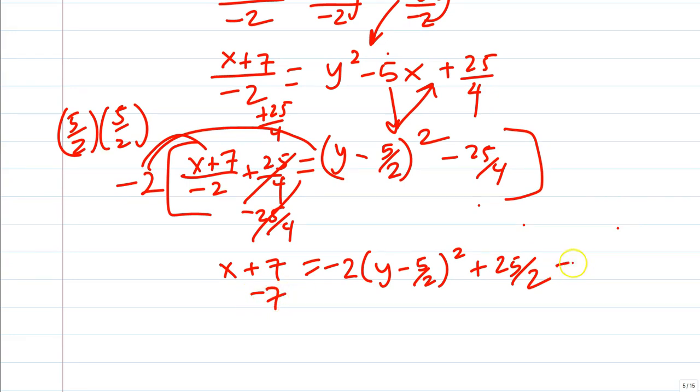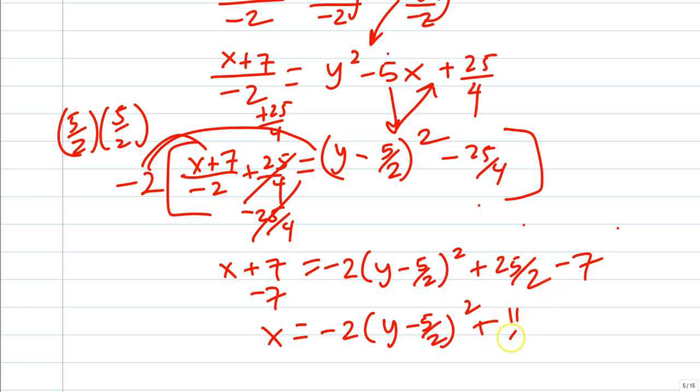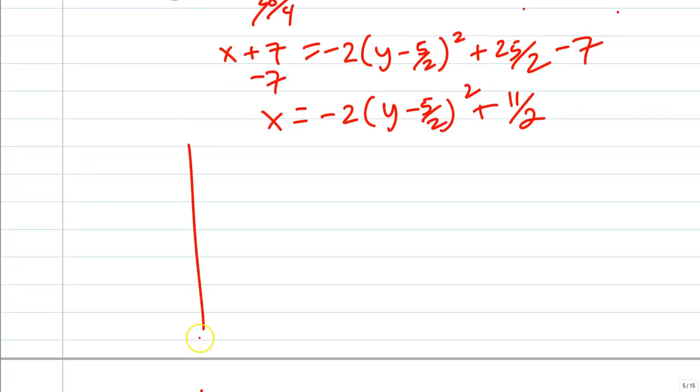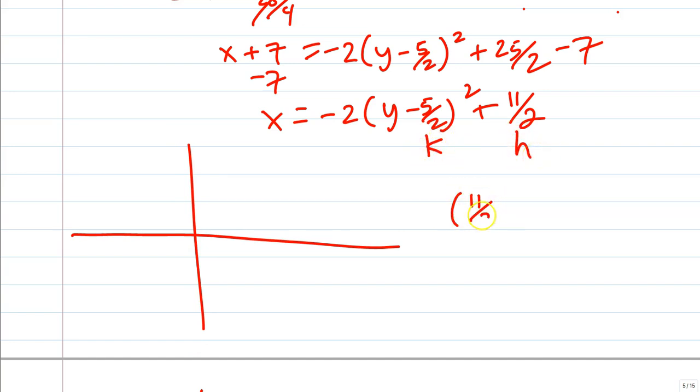Last step. So x is equal to negative 2 times (y minus 5 halves) squared plus, common denominator here, 25 minus 14, how about 11 over 2? So how the heck would we graph this? (h, k). Remembering this is the k, this is the h. So it will be 11 halves, comma, opposite, 5 halves. If you like your decimals, 5.5, 2.5.